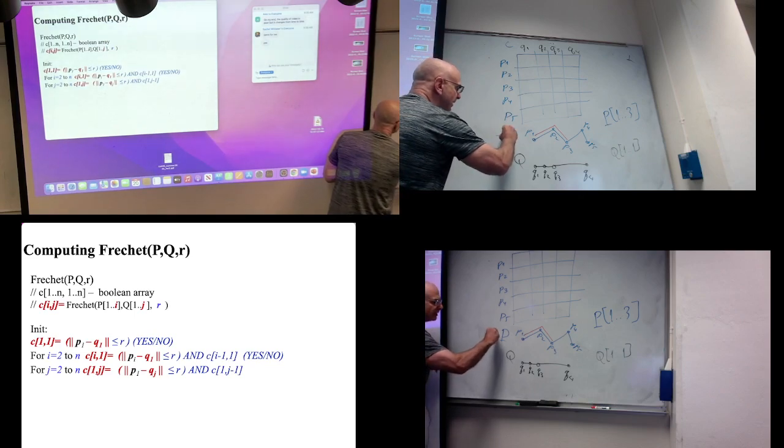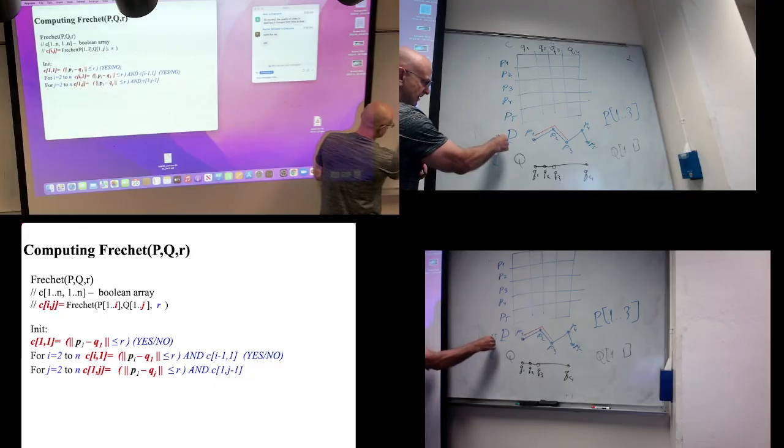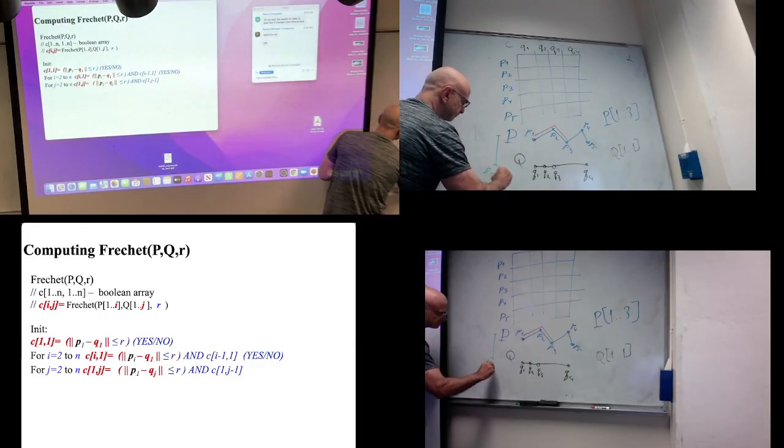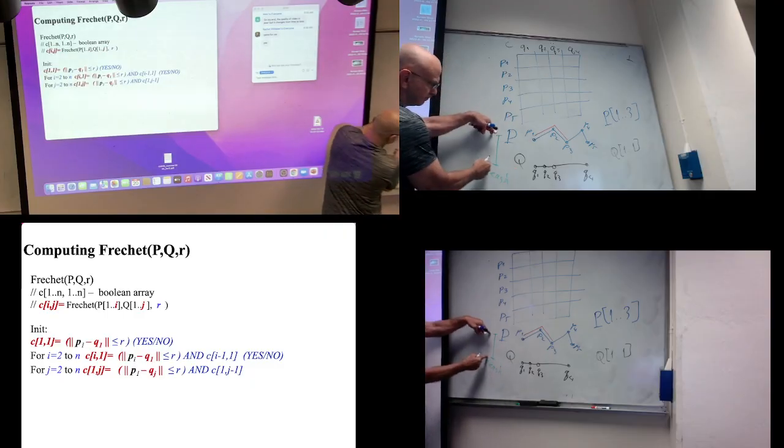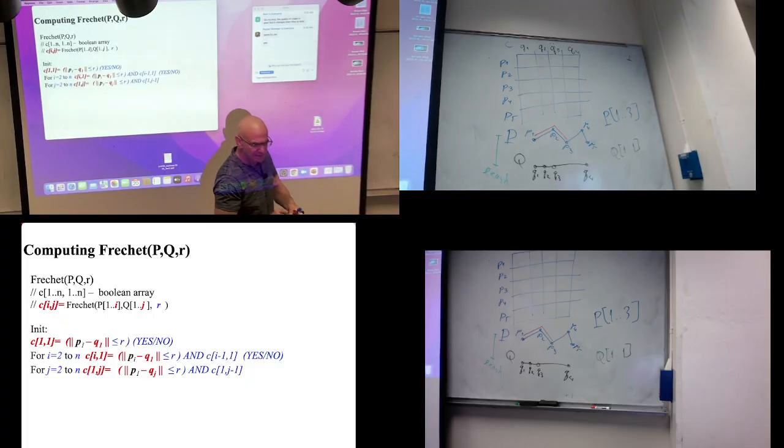For example, here is my leash. The length of the leash is this distance, between this point and this point. I'm trying to say that's the Euclidean distance between them.